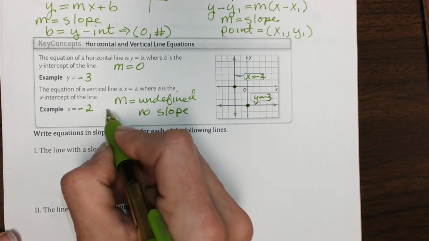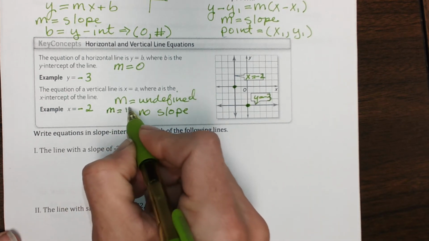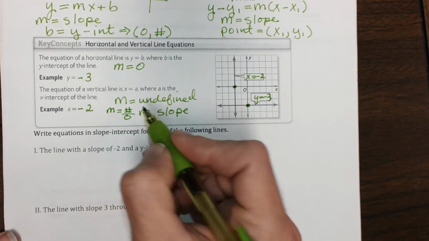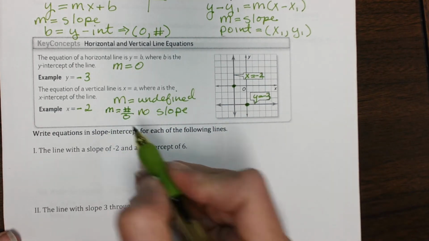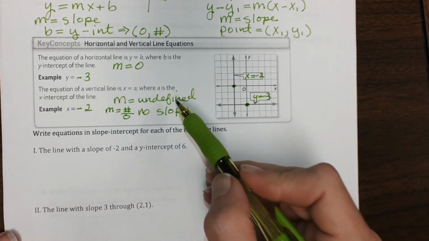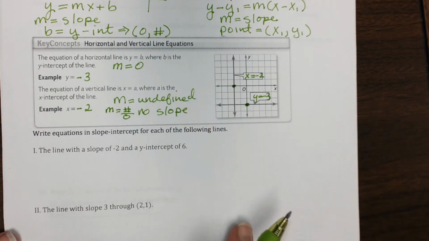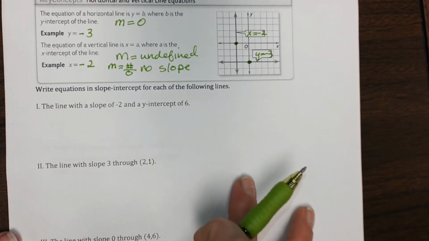That's when our slope ends up solving out to be a number over 0. Remember, we can't have 0 in the denominator. And so that's why our slope here is undefined. Now, let's look at some examples here.